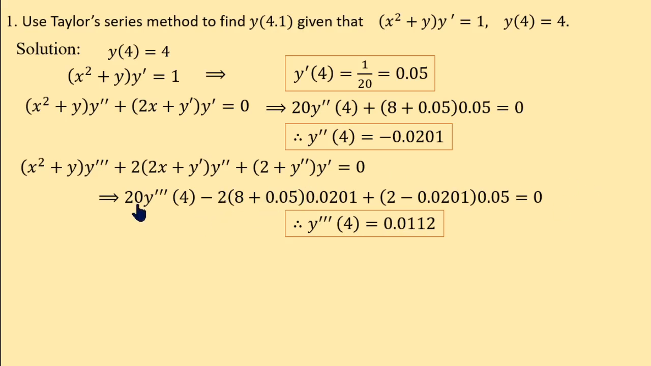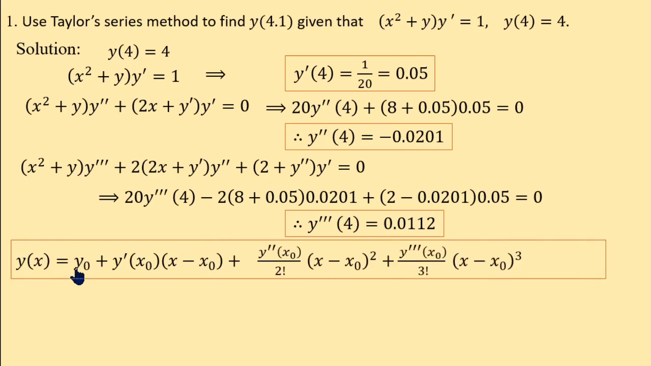See how to calculate this in calculator. When you take this to right side, this becomes plus. So 2 into 8 plus 0.05 close the bracket into 0.0201 minus bracket open 2 minus 0.0201 close the bracket into 0.05. Then press equal. So you'll get the value of this with minus sign. Divide it by 20, that is 0.0112, that is y triple dash at 4. After calculating y dash, y double dash, y triple dash at x naught, now write the formula of Taylor series.